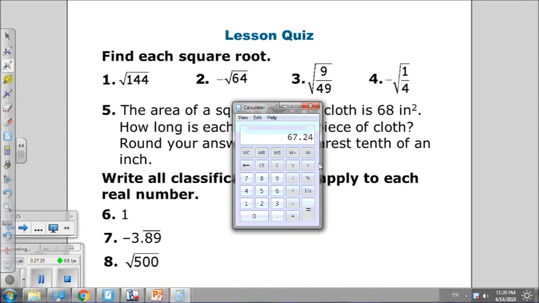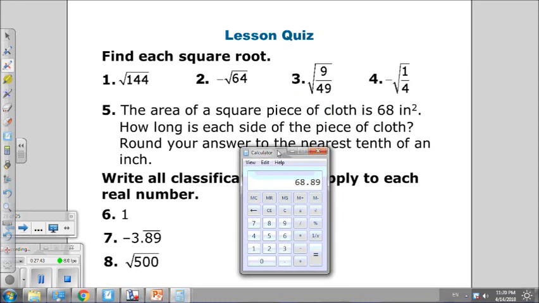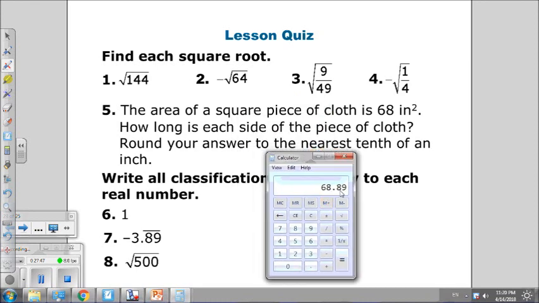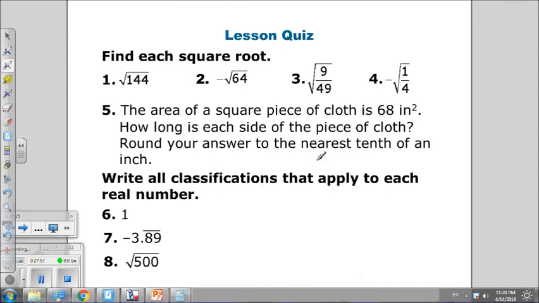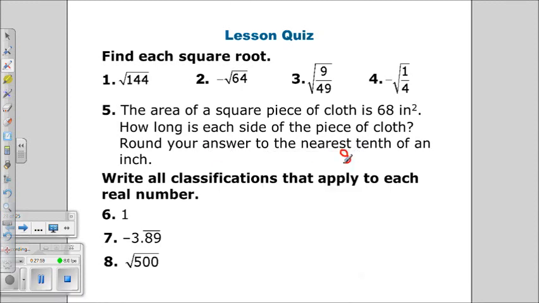While the other one, let's see 8.3. 8.3 times 8.3 equals 68.89. It means approximately, rounded, 69. But here, in fact, for us, it will be 68. So the proper answer for us will be exactly 8.2 inches.